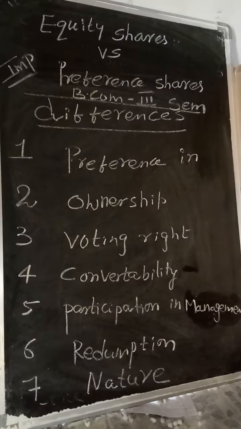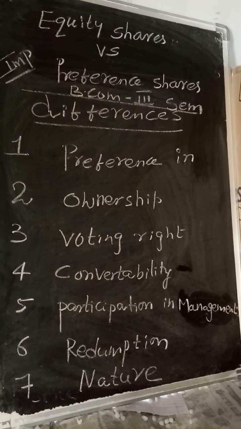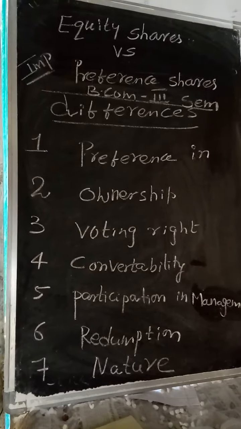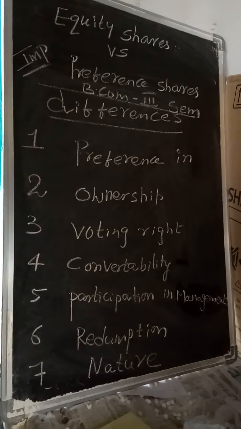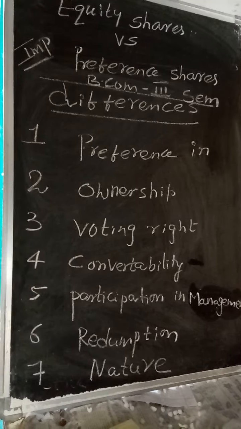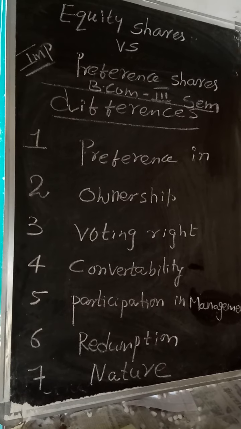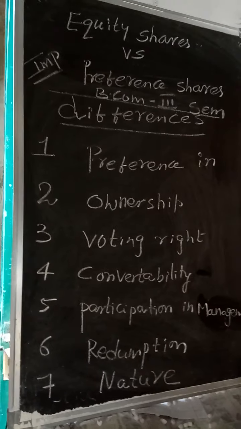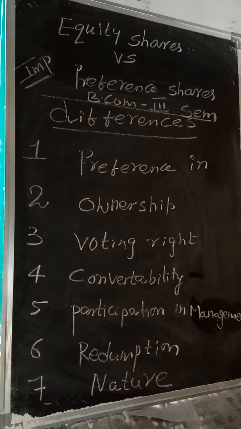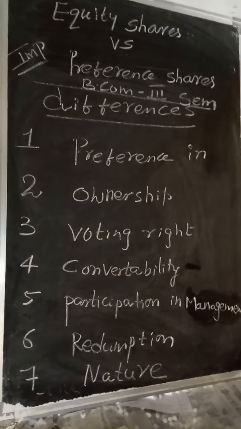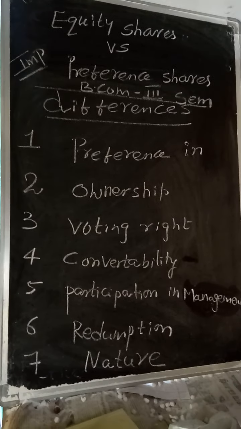Equity shares are listed in stock exchanges, which means the ownership can be changed; a person can buy the equity shares. But preference shares are not listed in stock exchanges, so they cannot be bought. Next one is preference. Who has preference? Equity shareholders do not have any preference in payment of dividends or repayment of capital. However, the preference shareholders have all kinds of preferences.